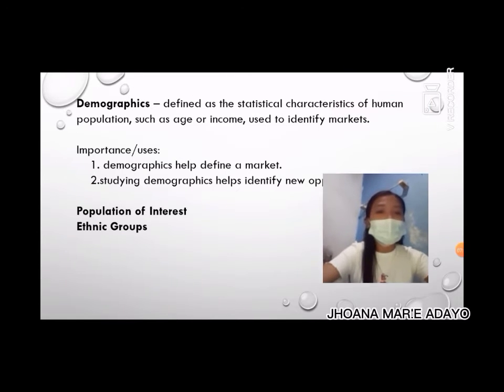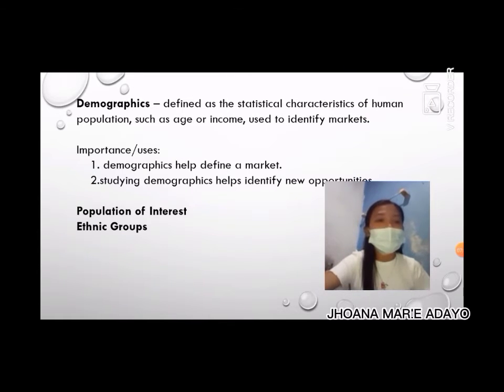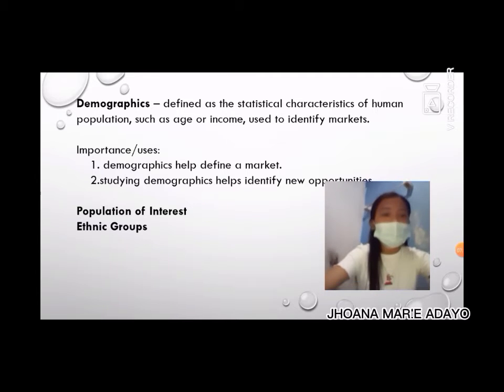Demographics is defined as the statistical characteristics of human population, such as age or income, used to identify markets. By this information, mas ma-identify nato ang needs and wants sa atong target customer, because it is very useful for businesses to understand how to market to consumers and plan strategically for future consumer demand trends.